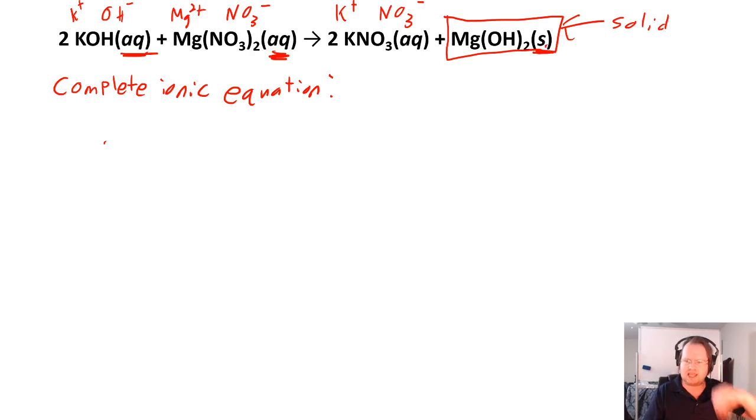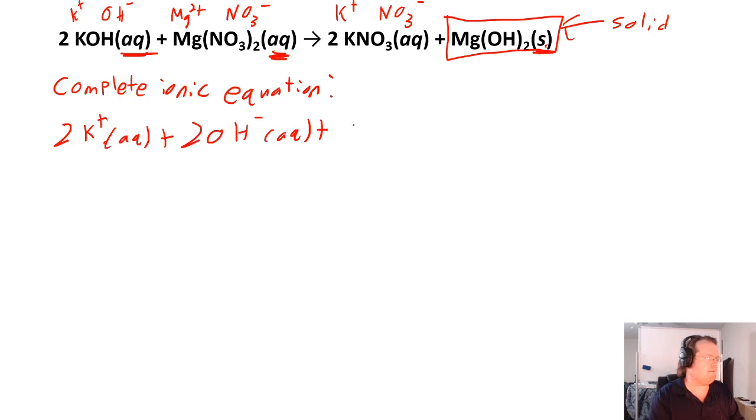So if it's something that's aqueous, and while being aqueous, it's ionic, so in some way it can break into separate parts, whether they be polyatomic ions or just single atoms that easily become ions like potassium or magnesium here. So we break everything apart that is an ion. So for example, in this case, we would have 2 K plus aqueous plus 2 hydroxides that are aqueous plus 1 magnesium 2 plus that is aqueous plus 2 nitrates that are aqueous.